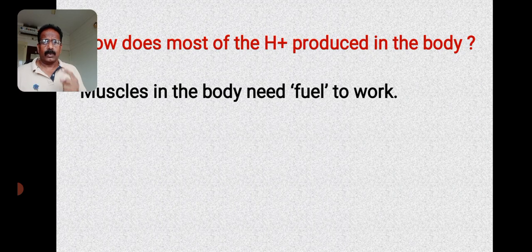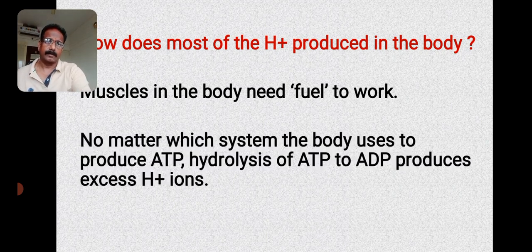But the most significant amount of H plus comes from skeletal muscle action. Muscles in the body need fuel to work, and this fuel is ATP. The hydrolysis of ATP to ADP leads to production of an excess amount of H plus ions, and this will upset the normal pH of all the biological fluids in the body, including blood. Additionally, lactic acid, which is formed during vigorous exercise, is another reason for adding to the acidity of blood.